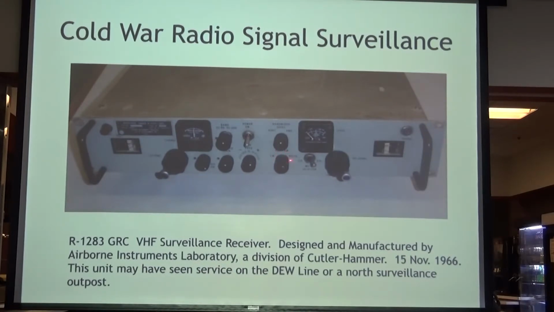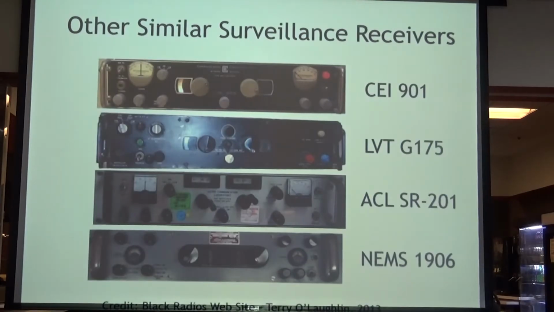CW, AM, FM, pulse, it covers all the modulations. It always has a center tuning meter and a relative output meter that has to be able to tune both the video bandwidth and the detected bandwidth. It has a frequency control for CW. Very interesting device, and it uses, let's see, let's go on ahead here.